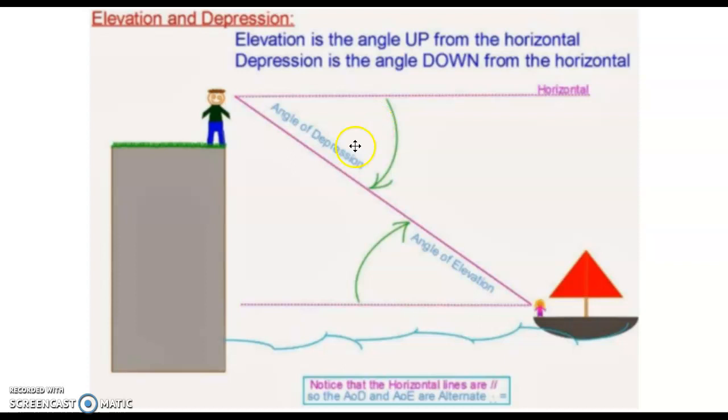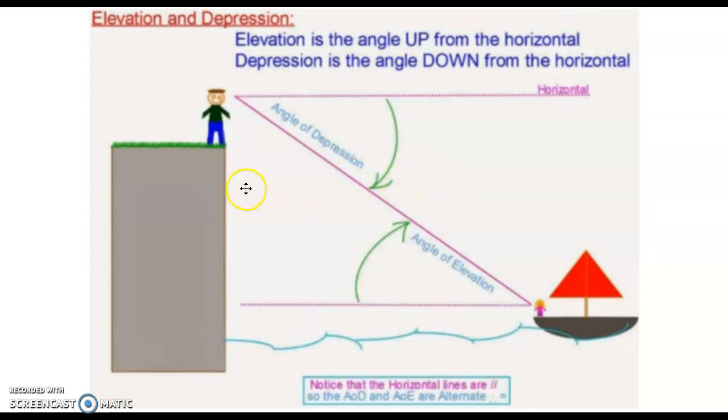Okay. Angles of elevation and depression are always congruent within the same situation, because they are what we call alternate interior angles that are formed by a transversal that cuts through parallel lines, the two horizontals. And as you learned in geometry, alternate interior angles are always congruent to each other. So if a problem asks you to find an angle of elevation, you could also find the angle of depression and it would be the same, or vice versa.